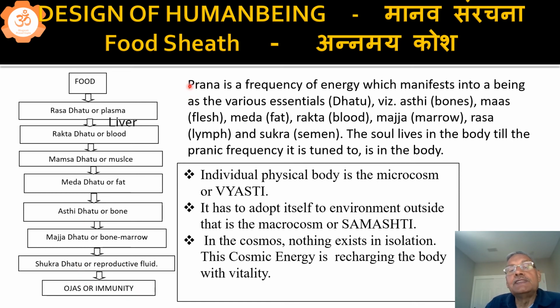So if you see, prana is a frequency of energy which manifests into a being as the various essentials. What are the essentials? Blood, bones, flesh, fat, bone marrow, lymph, semen. These are the essentials because our body works because of them. The soul lives in the body as long as the pranic frequency it is tuned to is in the body.